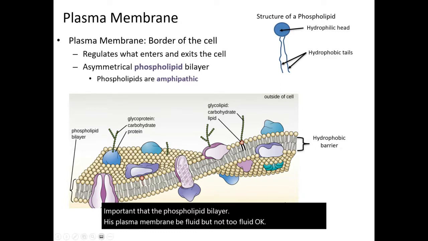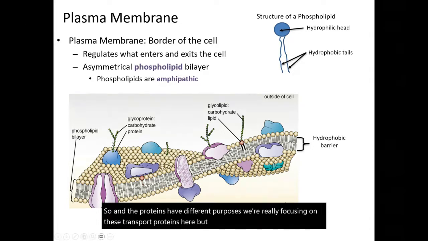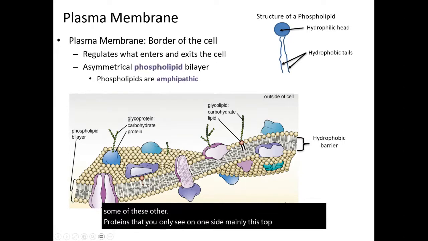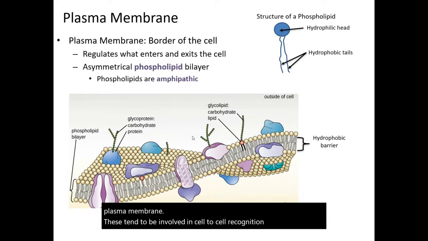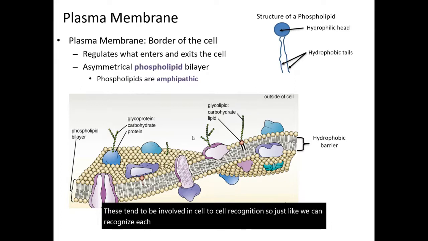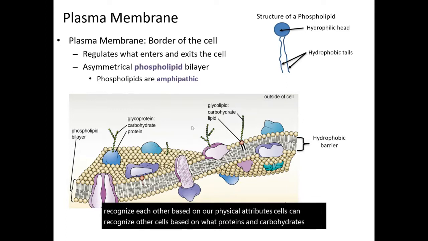So the proteins have different purposes. We're really focusing on these transport proteins here, but I do want to point out that the carbs and some of these other proteins that you only see on one side, mainly this top side, are called peripheral proteins because they're on the periphery of the plasma membrane. These tend to be involved in cell-to-cell recognition. Just like we can recognize each other based on our physical attributes, cells can recognize other cells based on what proteins and carbohydrates are on the surface.